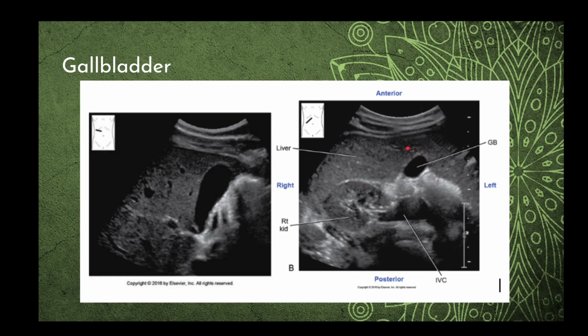This then is a transverse view of the gallbladder. Again, it sits more to the inferior portion of the liver. So we have the inferior liver, we have the kidney here, and then again we have the duodenum coming across and the IVC below it.